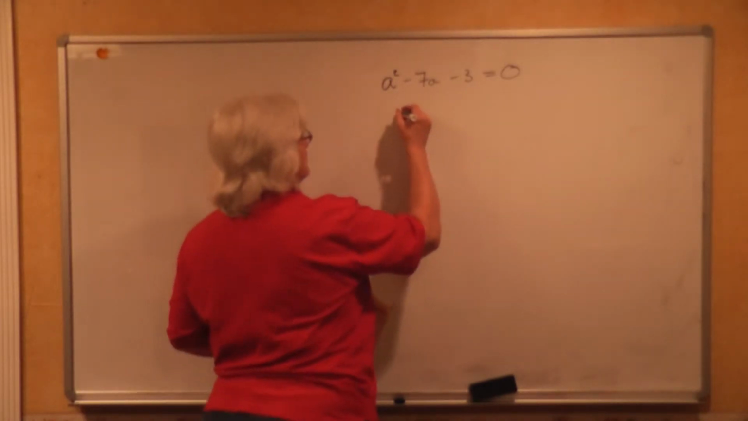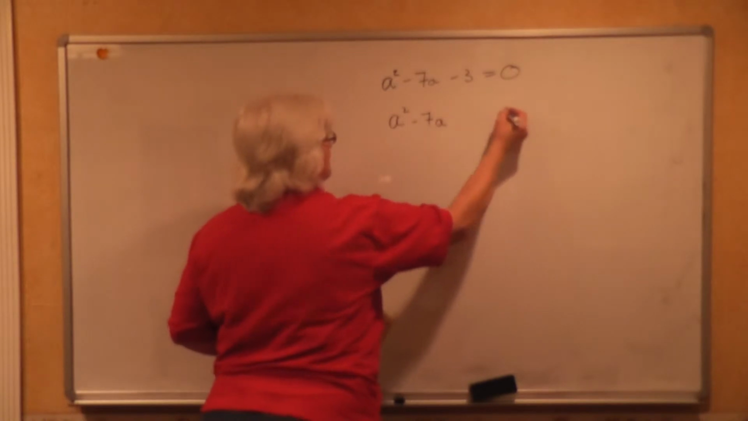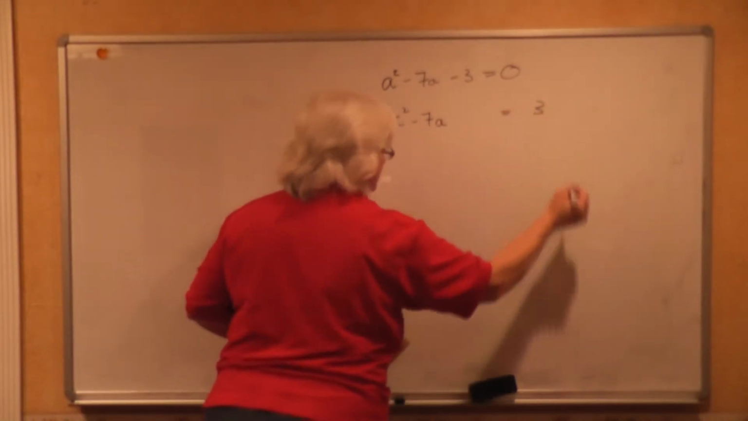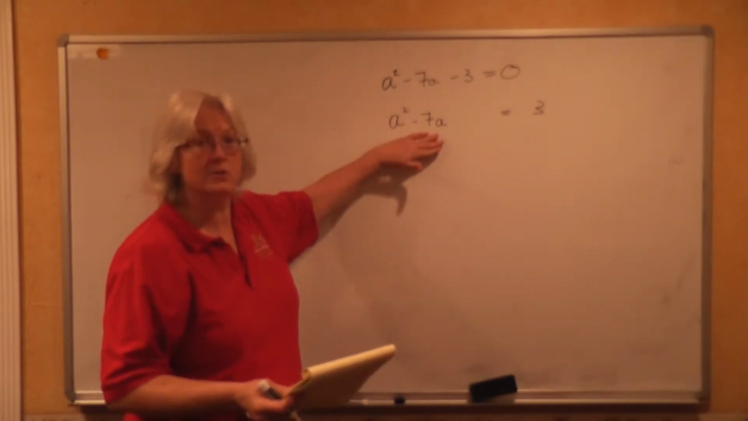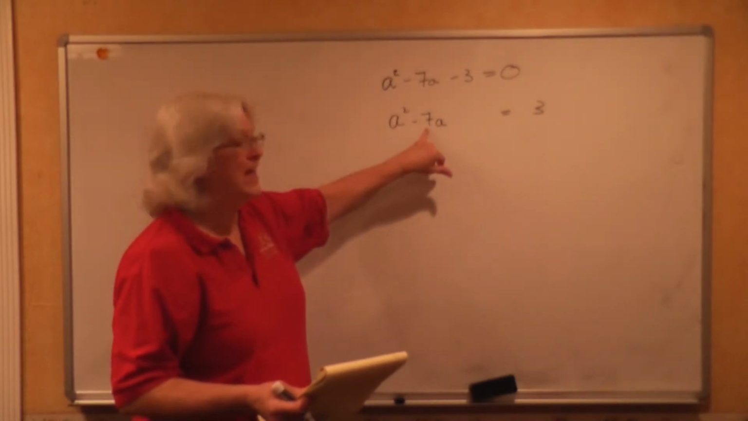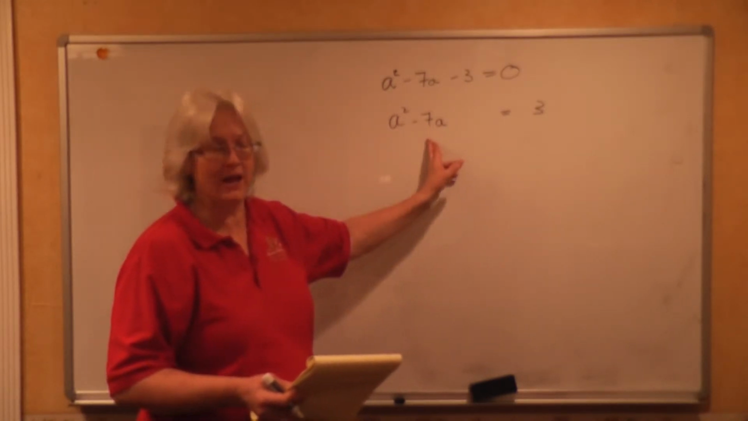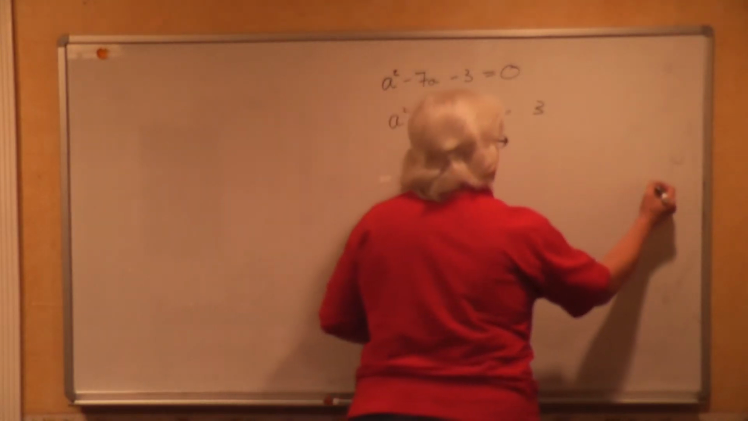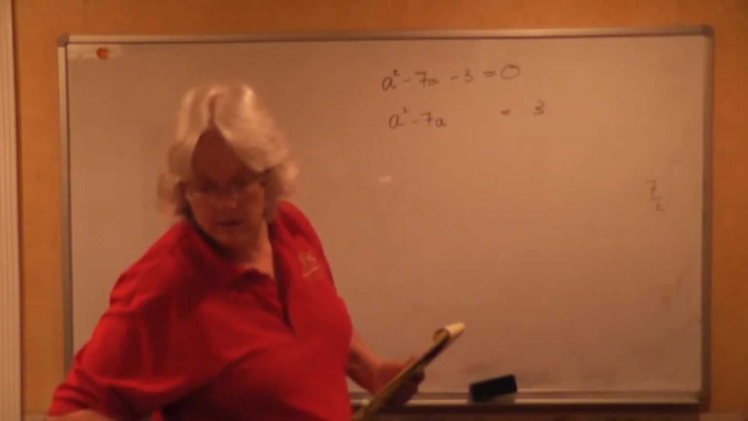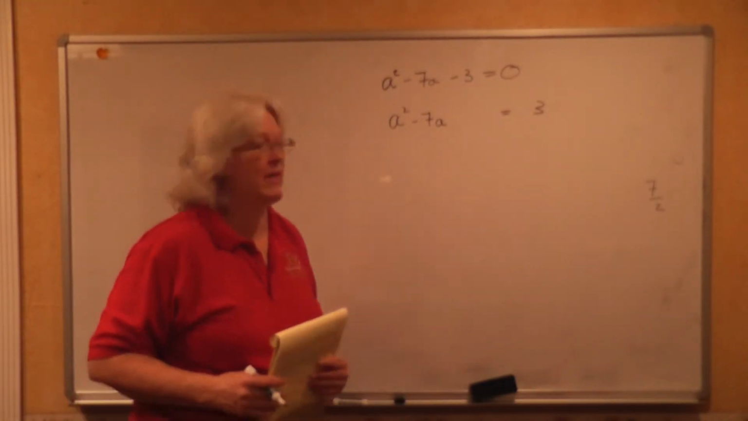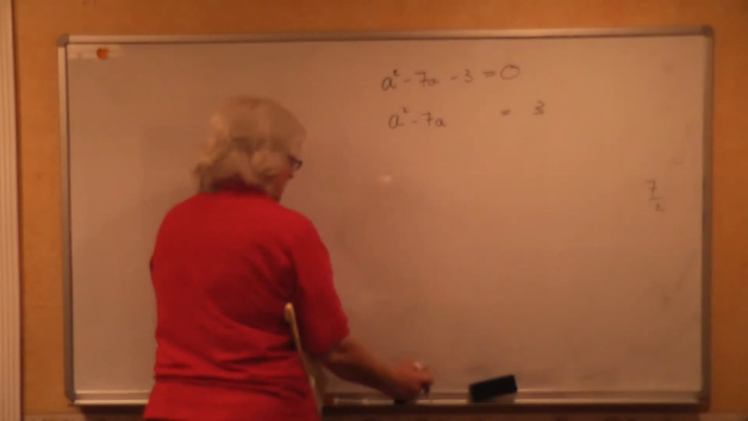So we want to move all of the terms containing variables to one side of the equation and the constant term to the other side. We complete the square by taking half the absolute value of this coefficient. Half of negative 7 is a positive 7/2. And then we need to square that. 7/2 squared is 49 over 4.